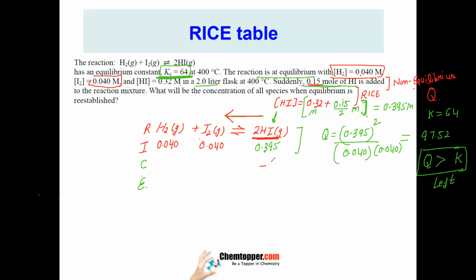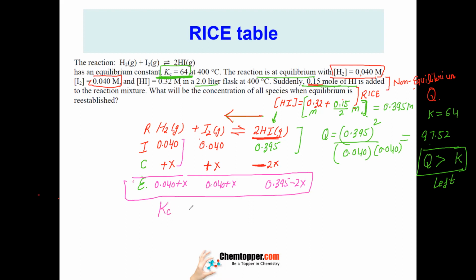So minus 2x, this one. I2 will increase, plus x. Plus x. The coefficients will come here. This is decreasing, shifting to the left, so they will increase. What's the equilibrium? This one, 0.040 plus x. 0.040 plus x. 0.395 minus 2x. That's the equilibrium. Now I can plug in these values. This is the equilibrium situation.